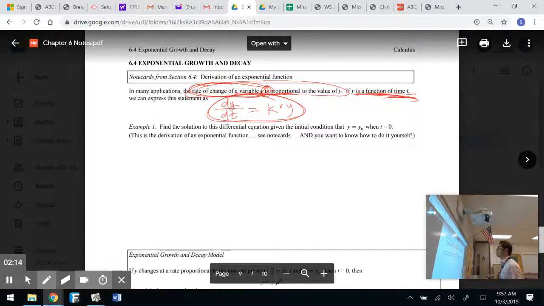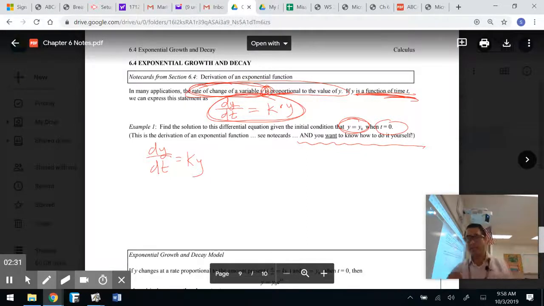Example 1, find the solution to this differential equation. There's our differential equation. I'm going to find the solution given an initial condition. They give me that as my initial condition when time equals 0. And you want to know how to do this yourself. This is almost guaranteed to be a free response question, obviously a little bit more difficult than this one right here. But let's see if we're able to do it. How do we do this problem?